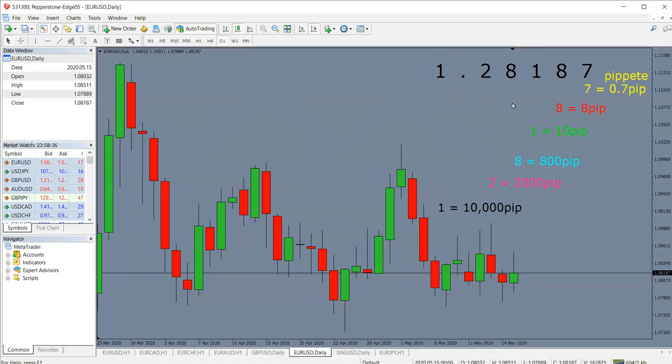As a trader, if you place a trade and it moves up about 800 pips, 200 pips, 300 pips, you'll be making quite a lot of money. So this is how we read it.